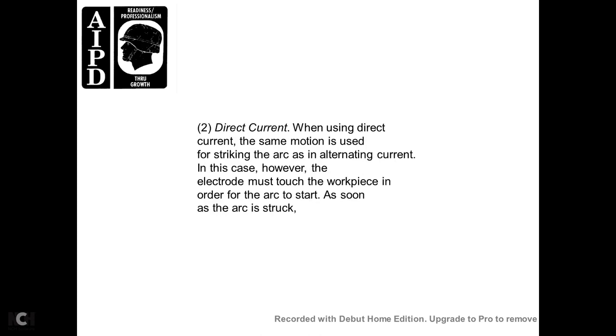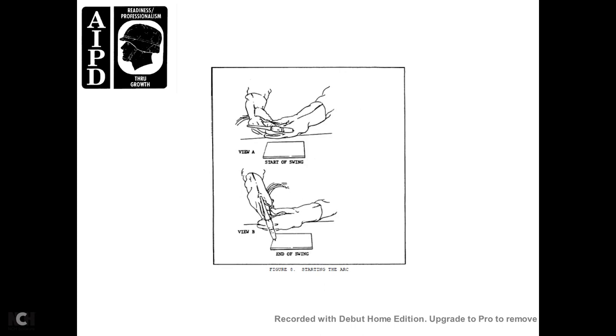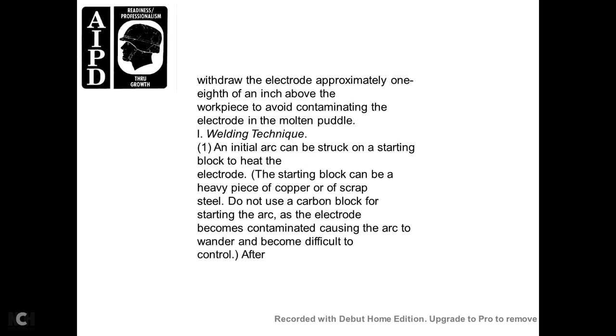Direct current. When using direct current, use the same motion for striking the arc as with alternating current. In this case, however, the electrode must touch the workpiece in order for the arc to start. As soon as the arc is struck, figure 6 shows starting the arc, the start of the swing, and the end of the swing. Withdraw the electrode approximately 1/8 of an inch above the workpiece to avoid contamination of the electrode with the molten pool.